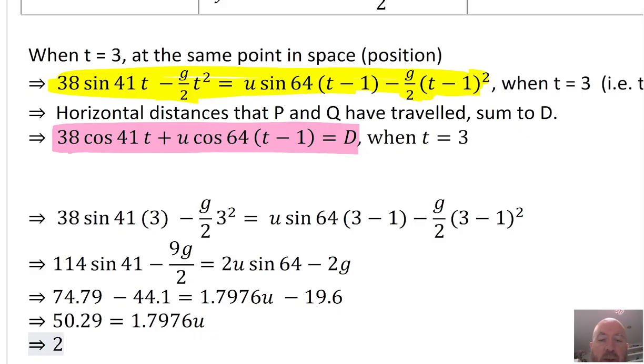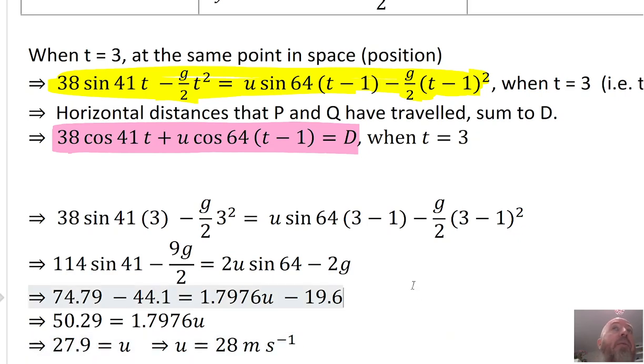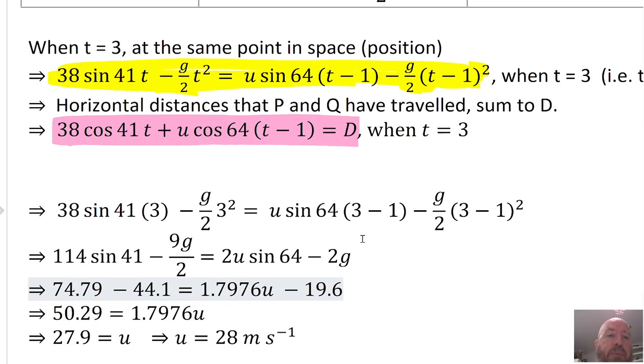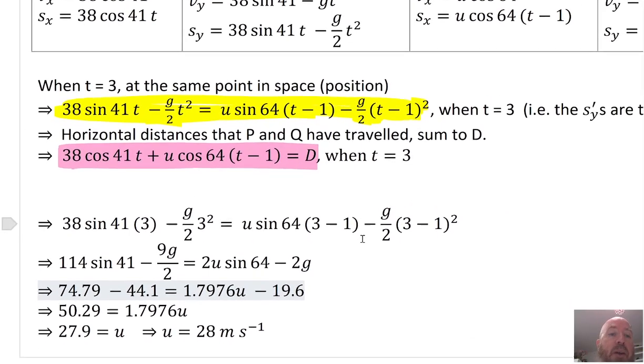27.9 equals u. The reason I did 0.9 there only was that the answer is to the nearest whole number. So then u equals 28 meters per second. Okay, and that is correct. And I fixed one mistake as I was going. No idea what I did to get that thing wrong. If anyone spots what I did, let me know. So that's our u. So we've got that first thing correct.